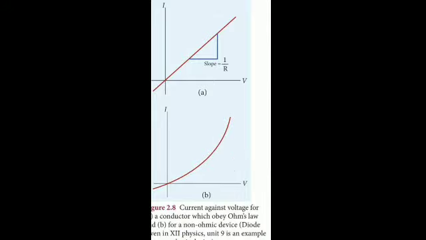By rearranging the above equation, we get V is equal to IR. So, R is equal to V by I. From the equation, the resistance is the ratio of the potential difference across the given conductor to the current passing through the conductor. The first graph is for a conductor which obeys Ohm's law. The second graph is for a non-ohmic device.